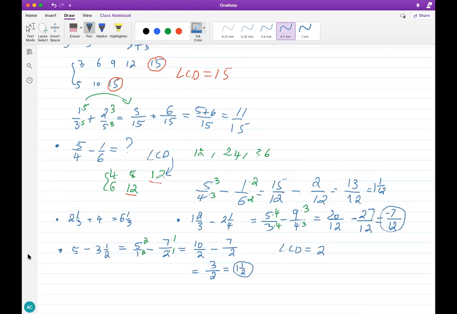What else? So every time, basically, we kind of repeat the same process. If we don't have the common denominator, we need to find it. And let's see if we can do some more examples.